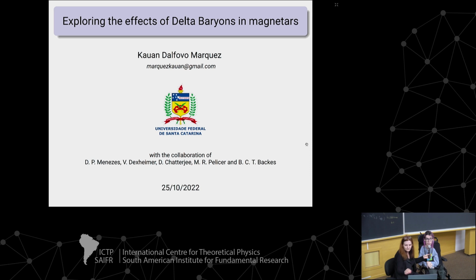So, good afternoon. I'm Kauan Marquez from the Federal University of Santa Catarina in Florianópolis. And I will talk about, in general, I'm interested in studying exotic particle effects in the description of compact stars. Here I will be talking in special of effects of Delta Baryons in magnetars, because in this seminar we are interested in magnetic field consequences. This work was made in collaboration with Professor Deborah Menezes, Veronica Dexheimer, and colleagues at Florianópolis.